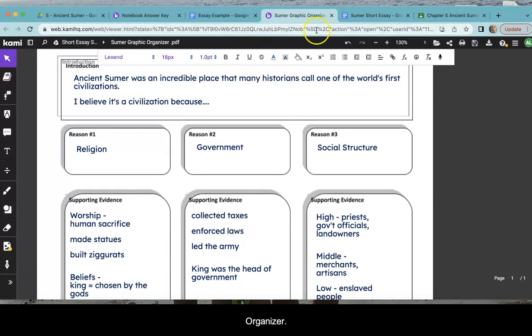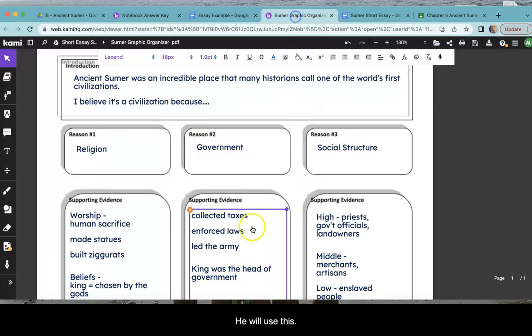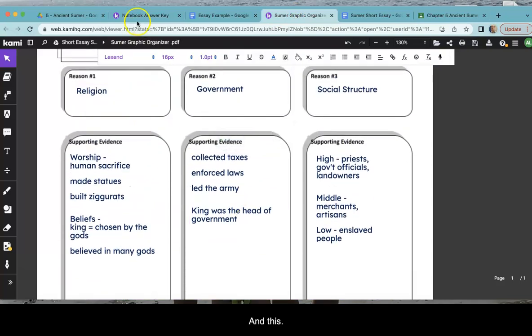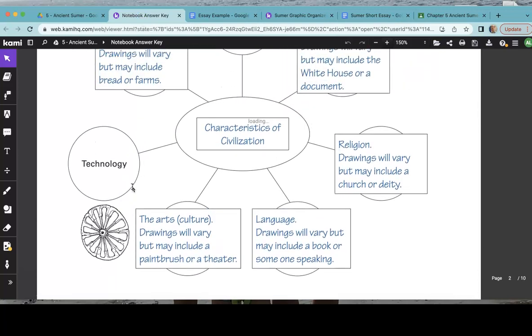my graphic organizer. So this is where you'll be writing. You will use this and this to help you complete your essay.